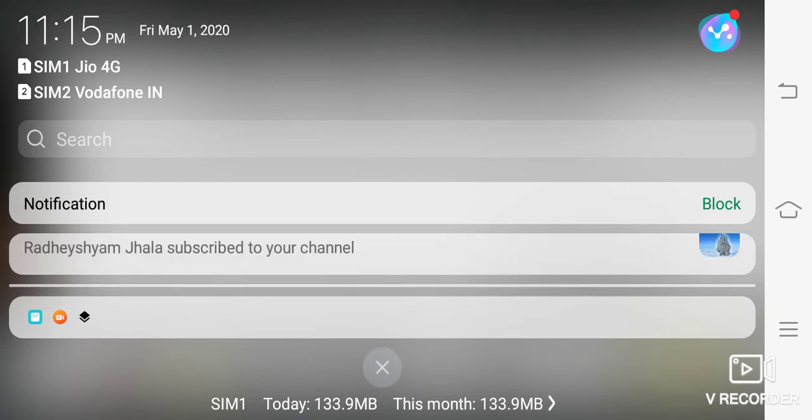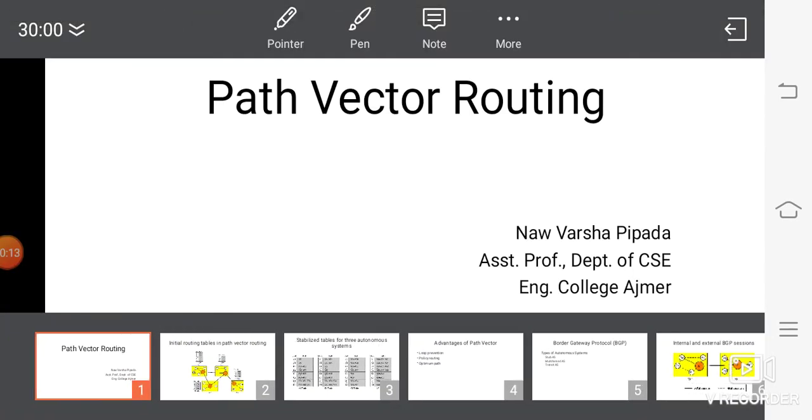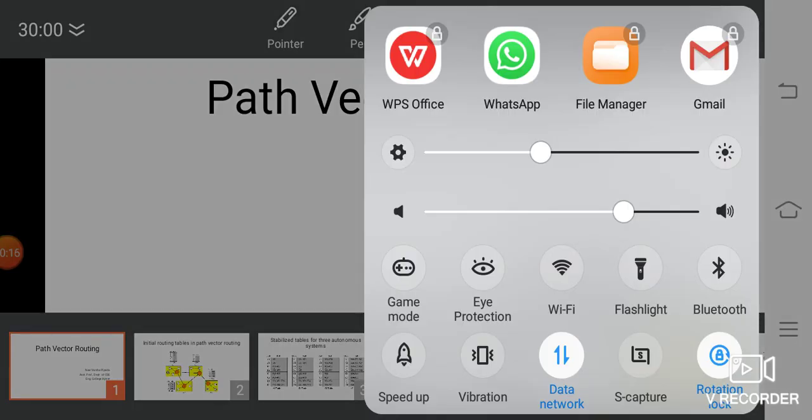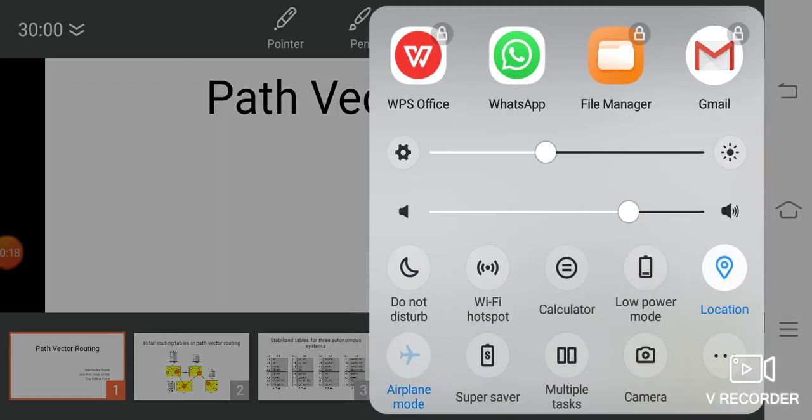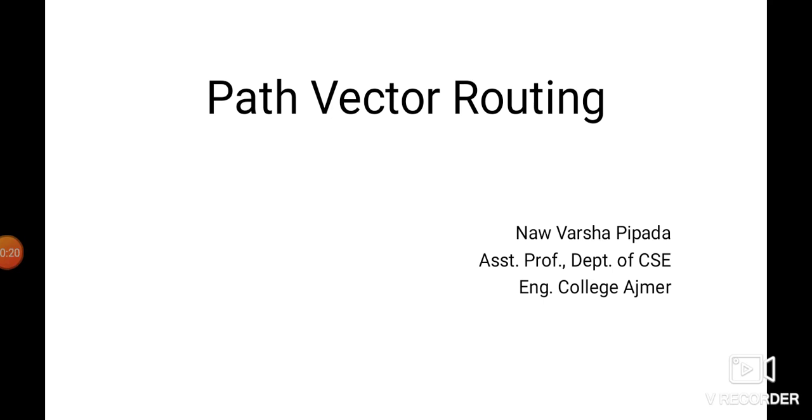In previous classes, we have studied some of the routing algorithms of the network layer, and we have studied intra-domain routing algorithms. Today we will study inter-domain routing, one of the inter-domain routing protocols, that is path vector routing.